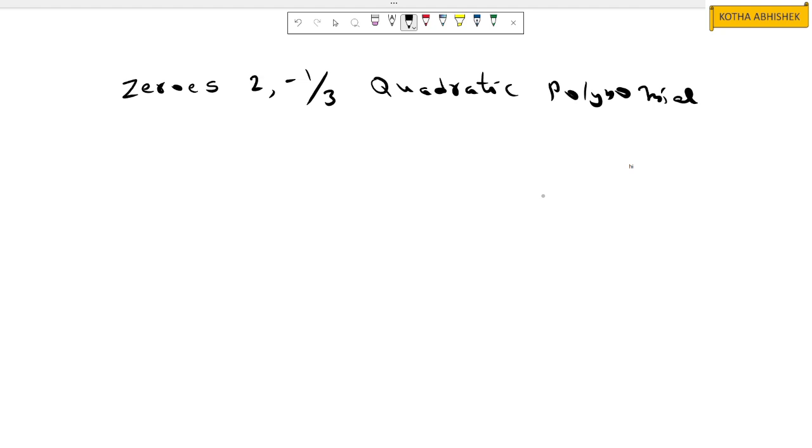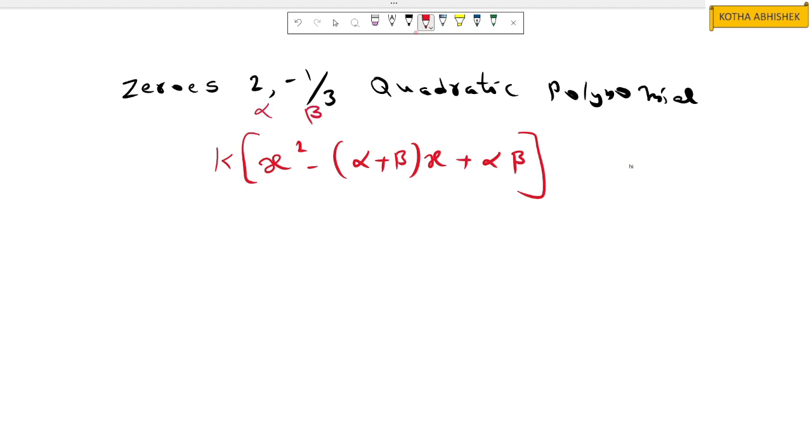So when zeros are given, to write the quadratic polynomial or quadratic equation, the formula is k into x square minus alpha plus beta into x plus alpha beta. Here alpha beta are nothing but the given zeros. One is alpha, one is beta. You can take in reverse also, the first number as beta and second number as alpha, you will get the same answer only. So let us substitute now.